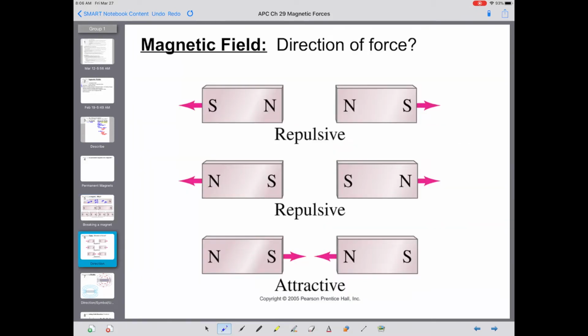Some general things about magnetic fields: directions. Kind of like charges, where like charges repel and opposite charges attract. North poles, in terms of magnets, will repel each other. South poles will repel each other, or like poles repel. Opposite poles, north and south, attract to each other.